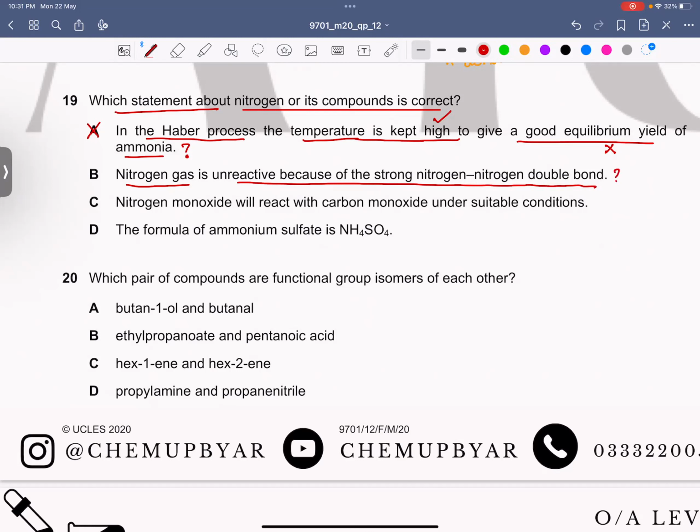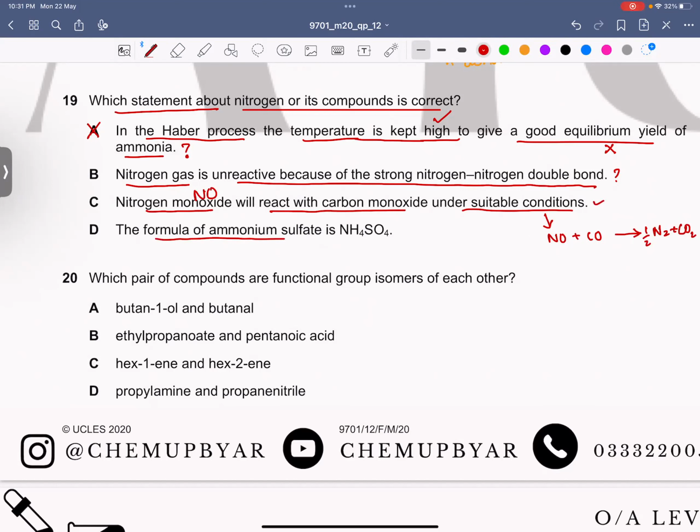Yes, it can be correct, but we have to further figure out the rest of the options first. Nitrogen monoxide, NO, reacts with carbon monoxide under suitable conditions. Yes, I think this is completely correct, because this happens in the catalytic converter in car exhaust, where nitrogen oxide reacts with carbon monoxide, forming nitrogen gas and carbon dioxide. So this is correct as well.